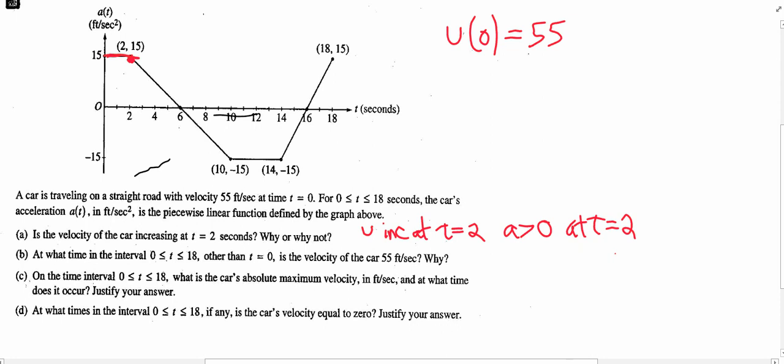Let's take a look at part B. It says, at what time between 0 and 18, other than t equals 0, is the velocity of the car 55 feet per second? So, well, let's see.